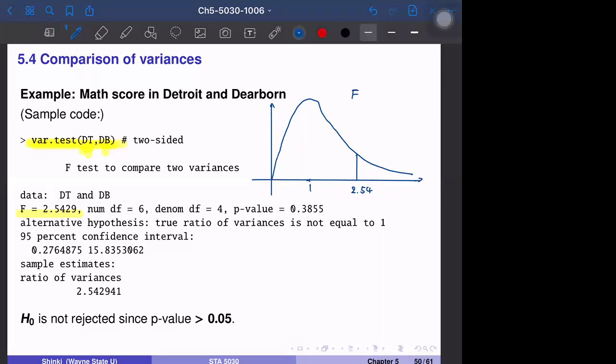n-1, m-1. So here, Detroit has 7 observations. Dearborn has 5 observations. So 6, 4. So the density of this F(6,4) is this curve. Then the p-value is defined by this area times 2. So suppose this is, say, some number, okay, A, then the p-value is 2 times A.